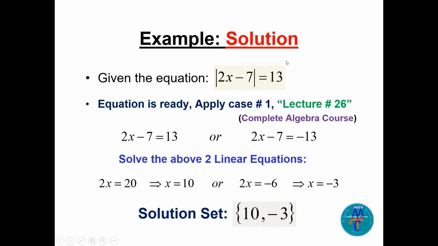2x minus 7 is equal to 13, this is c here, or 2x minus 7 is equal to minus 13. Take minus 7 to the other side, becomes 20. Divide by 2, x equals 10. Take minus 7 to the other side, becomes plus 7, and minus 13 plus 7 is minus 6. Divide by 2, x will be minus 3. So we have the solution set.